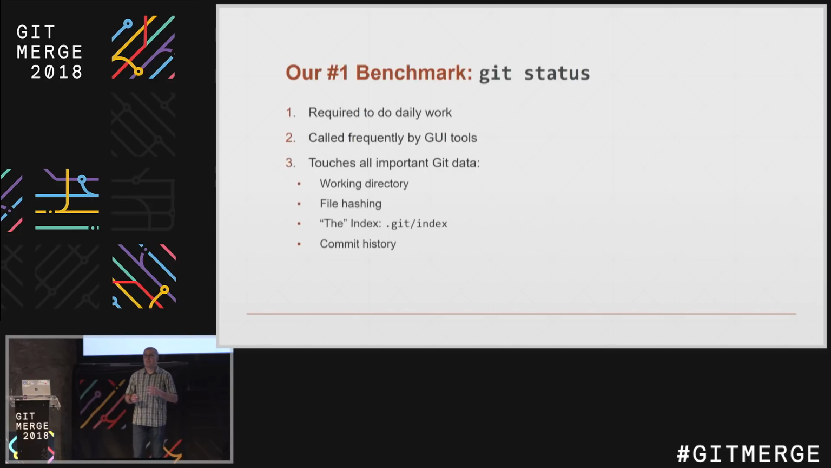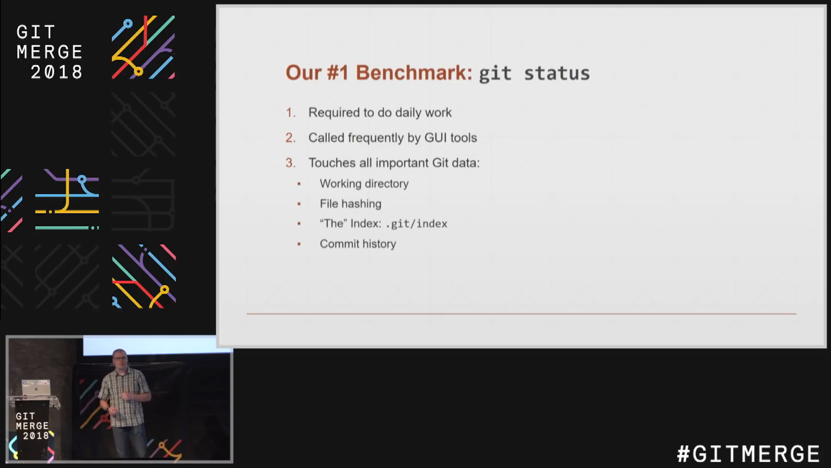And then it's also a good benchmark because it touches all of the important data. It touches the working directory. It does file hashing. It's got that .git/index file that we talked about. It's 260 megabytes. And as we discovered, it also touches commit history, and we'll talk a little bit more about that.